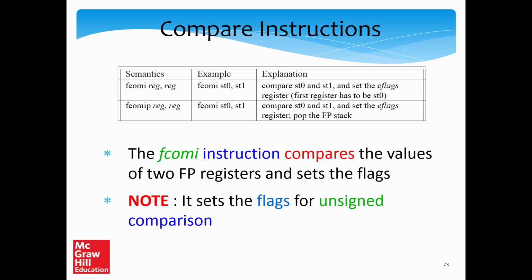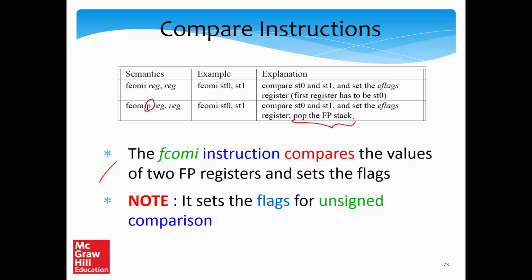Another variant of the FCOMI compare instruction is very similar to the CMP instruction for integers. Essentially we compare registers and we set the flags. That's the simple basic idea. We can additionally have the P suffix, where we compare two registers and set the flags register, and additionally at the end we pop the floating point stack. So let's say we don't need ST0, for example. We can do the comparison and then at the end of the instruction also pop the floating point stack.